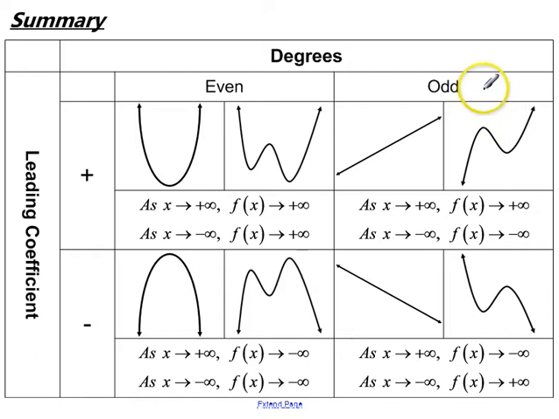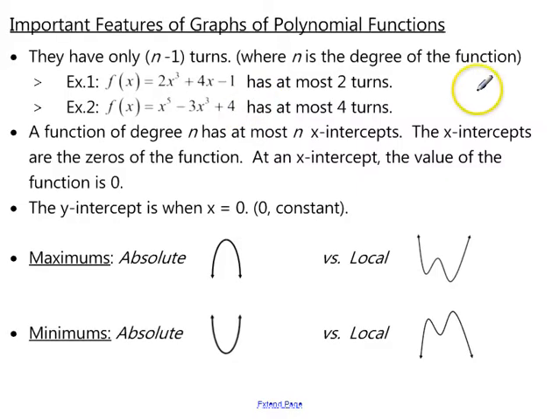If the function is odd, then you're going to have different end behaviors. One will always go towards positive infinity and one will go towards negative infinity. So if it has a positive leading coefficient, then as it goes towards positive infinity, it will go up, and as it goes towards negative infinity, it will go down. And then if it has a negative leading coefficient, as it goes towards positive infinity, it goes down, and as it goes towards negative infinity, it goes up. So it flip-flops.